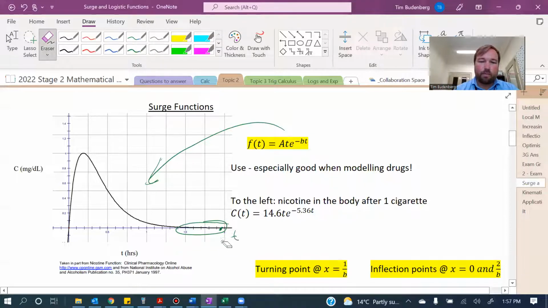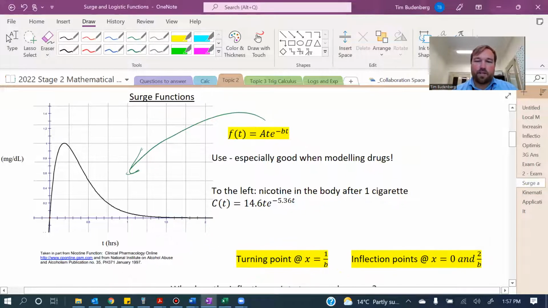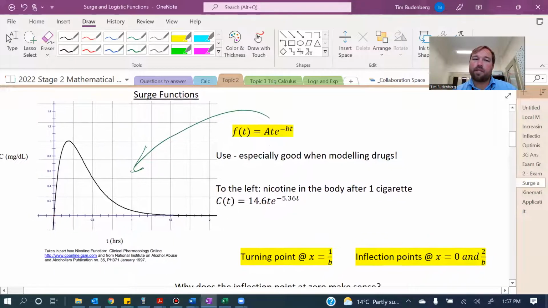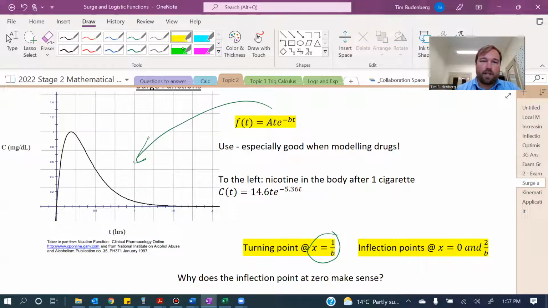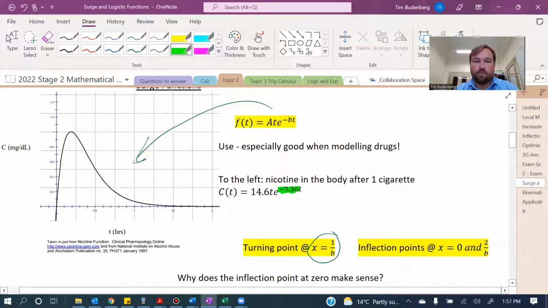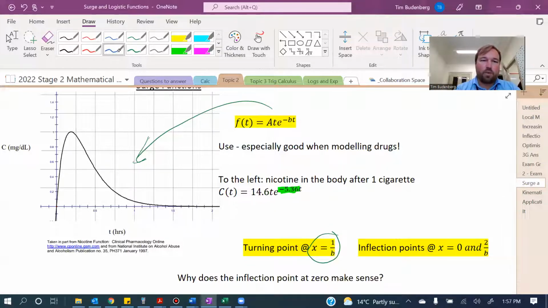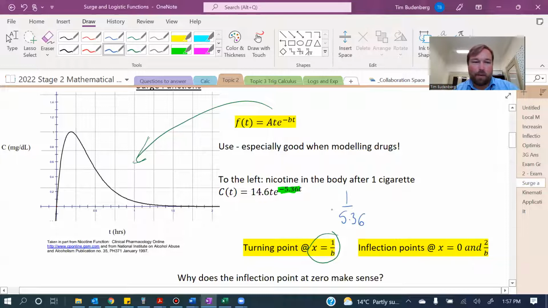There are two quite important features of this that I would expect you guys to have notes on. Firstly, there's a turning point at x equals 1 on b. So in our particular case with the nicotine, you can see that the constant in the b is minus 5.36, therefore b is 5.36. If you imagine 1 over 5.36, 1 over 5.36 is like 1 divided by 5-ish, about 0.2. That's where this maximum occurs. That is 1 on b.